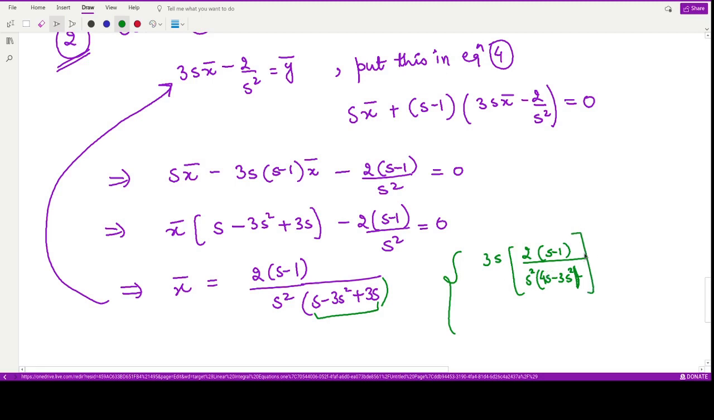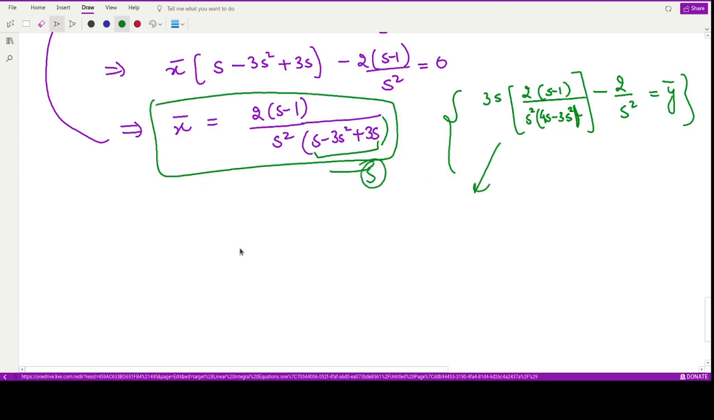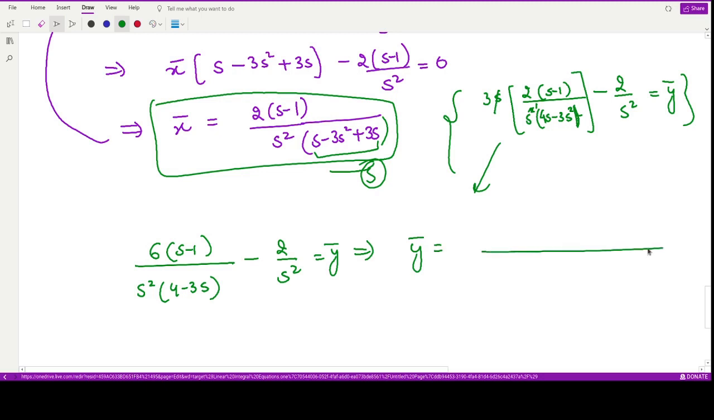Okay, and this is the value of x bar. So we have (3s x bar minus 2)/s², that is equal to y bar. So we can simplify this. This is our equation number 5, say. So we can simplify this. So this s cancels with 1 power here. Okay, so we have 6s minus 1 divided by s²(4 minus 3s) minus 2/s² is equal to y bar, or y bar is equal to, we can take the LCM.